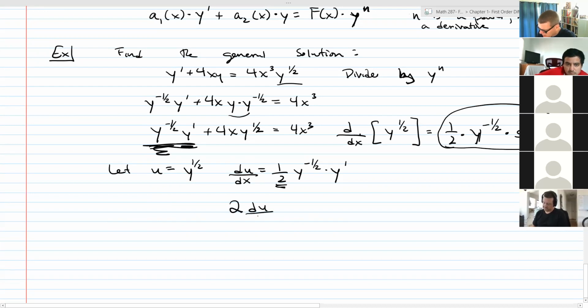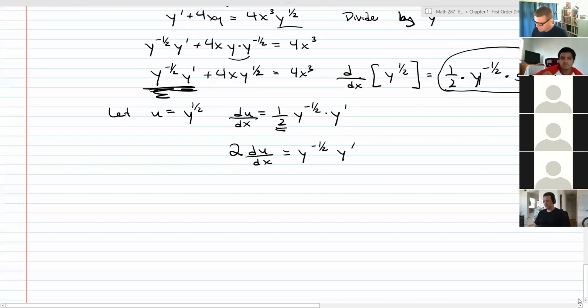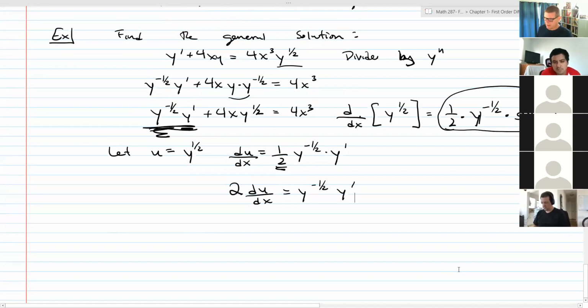So we get 2 du/dx equals y to the negative 1/2 y prime. And now I can substitute. Basically, if you actually have a Bernoulli, your u is going to end up being that power of y. So you'll let u equal, in this case, y to the 1/2. Then you find du/dx, do some multiplication by a constant, and you're done.